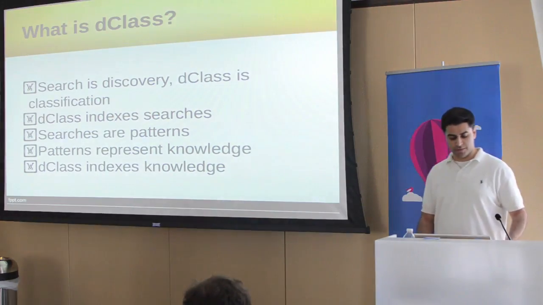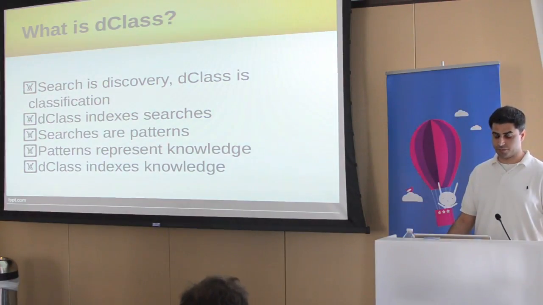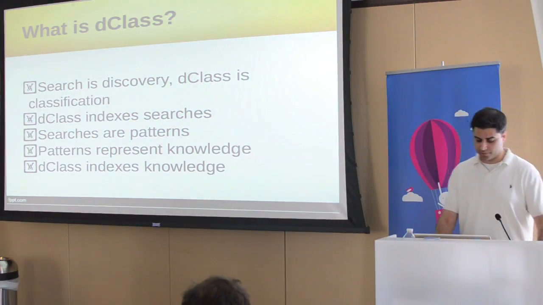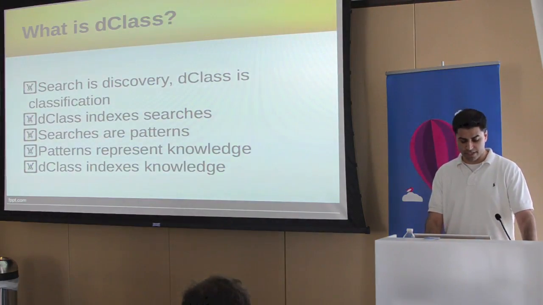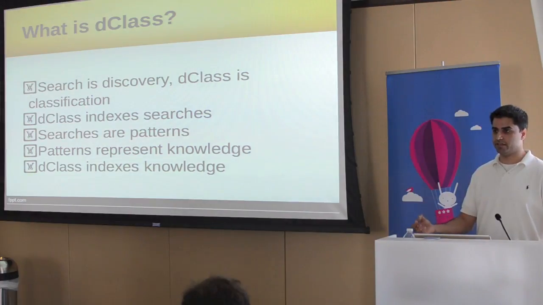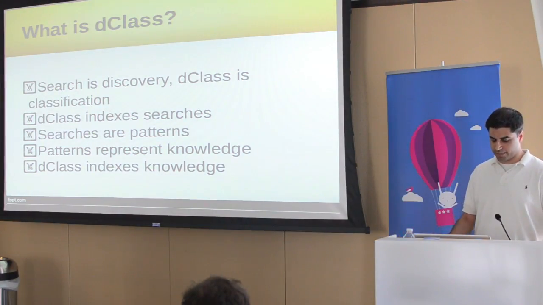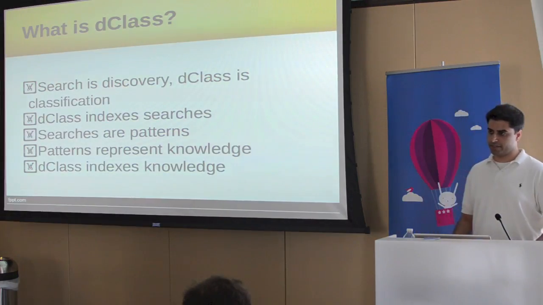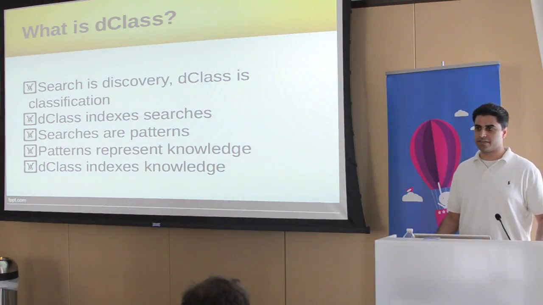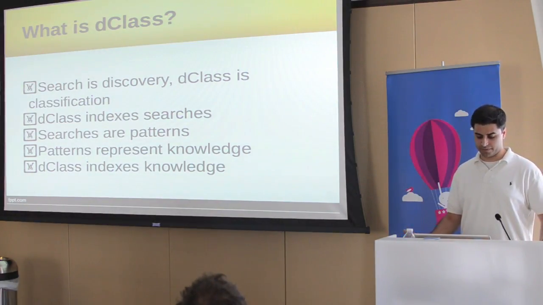Let me give you an example. Basically, search is discovery, dClass is classification. As an example, let's say you're looking for your keys. That's search. Classification will tell you that what you're holding in your hand is a pair of keys and what they're used for. That's kind of where I'm going. When you look at search and you look at dClass, it's kind of indexed data, but they approach it at very different angles.